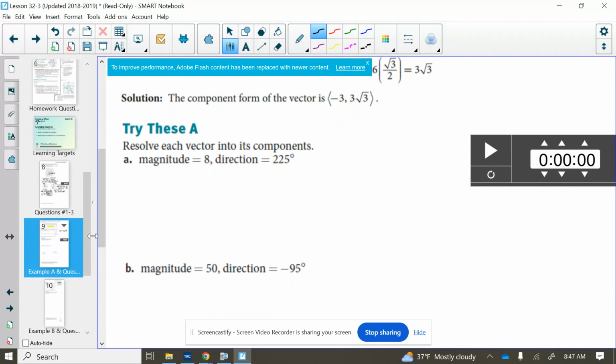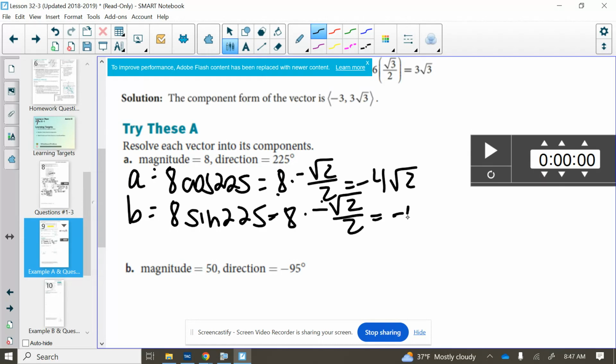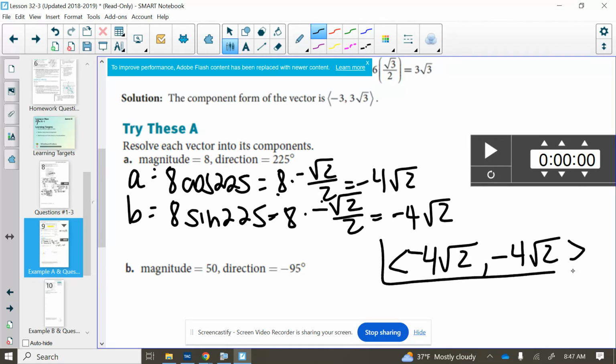So for some of these, for instance, the first one, to find our component form, we're going to take 8 times the cosine of 225. So 8 times negative root 2 over 2 is negative 4 root 2, after the 8 and the 2 simplify. B is going to be 8 times the sine of 225. So 8, again, sine at that value is negative root 2 over 2. So we get another negative 4 root 2, comma, negative 4 root 2 for that component form.